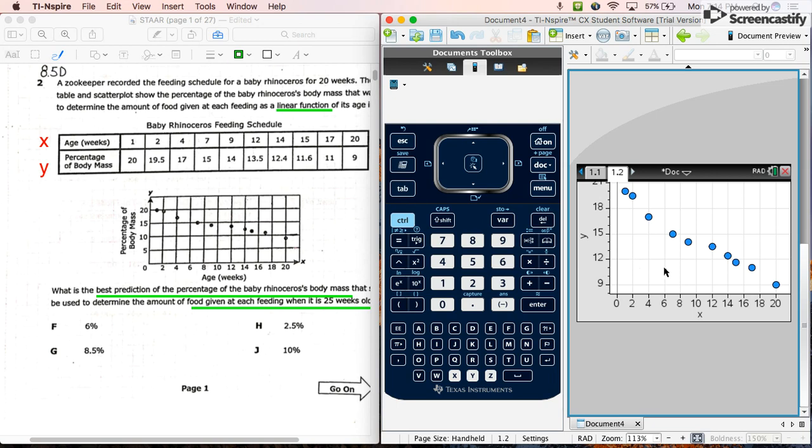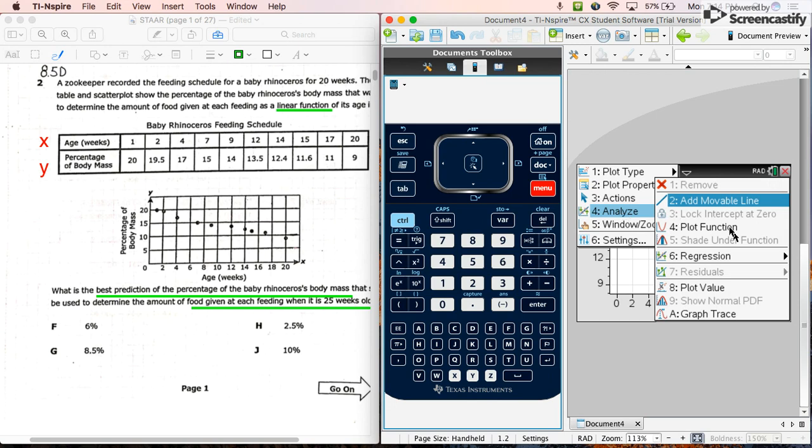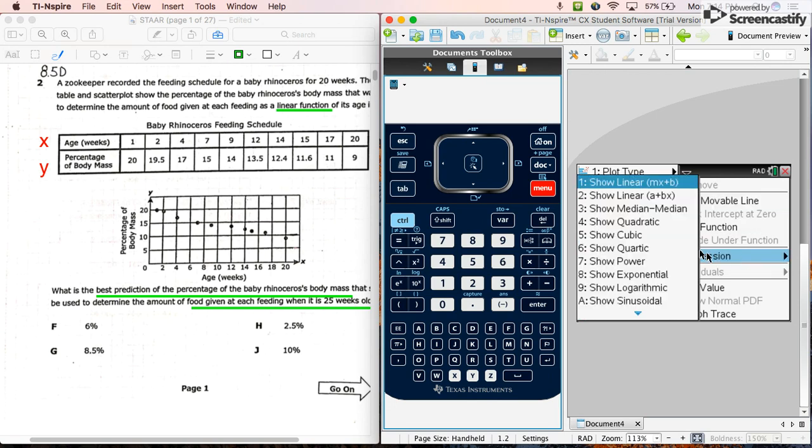Obviously we have a negative linear association if we were to draw a trend line, okay? But what I want to know is how much percentage of body mass it will be for 25 weeks for this rhinoceros, okay? So what I'm going to do is put in the line that best fits. I'm going to click on Menu, go to Analyze, and from Analyze, click on Regression. And I'm going to show linear mx plus b.